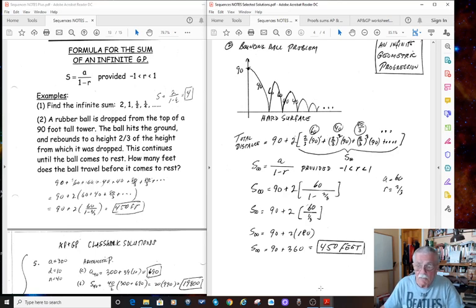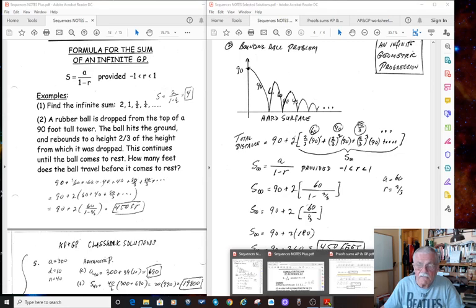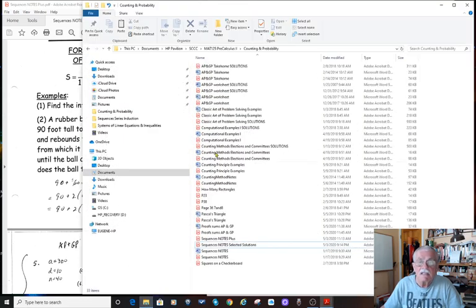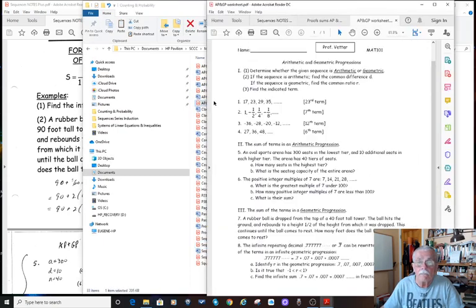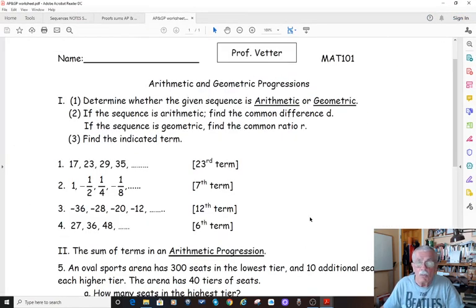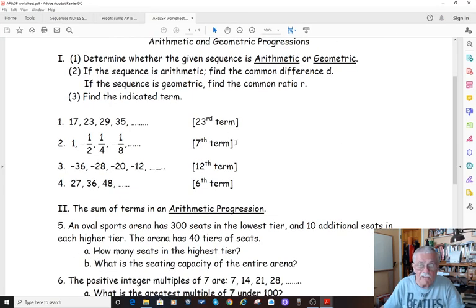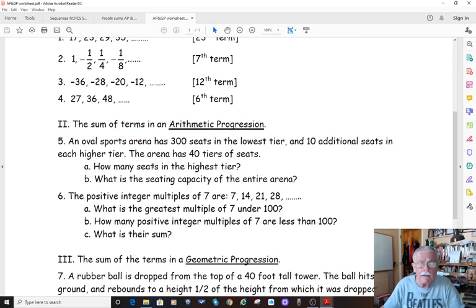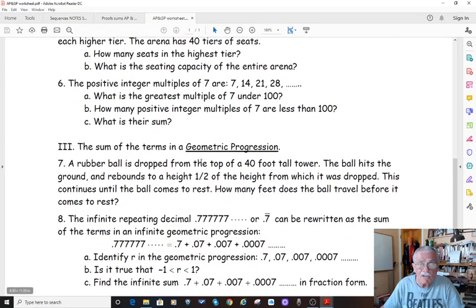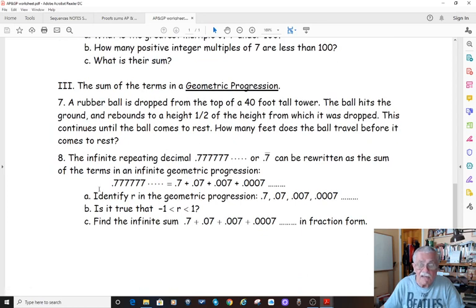And there are some problems which you may want to work on. Let me see if I can find them here for you. Okay, here's an interesting set of problems. If you want to practice, I did this in my MAT 101 class, so you got some problems here. You got an arena, you got the bouncing ball problem with some different numbers, and it turns out even that repeating decimals are actually the sum of an infinite geometric progression.